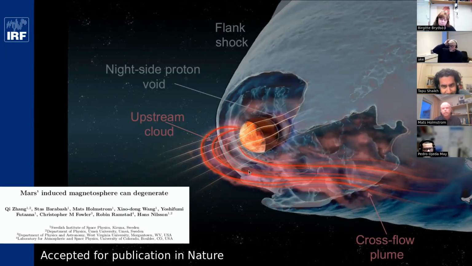So this is an artist impression of the interaction. Where you can see the sun to the left. You have this magnetic field that bends around the planet. You have this upstream flow of ionospheric ions. You have these flank shocks on the side. And you have this cross-flow plume also.